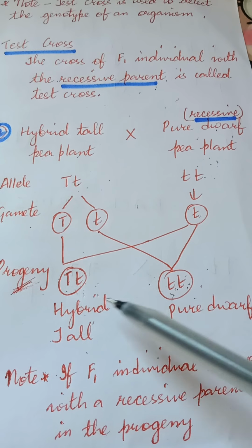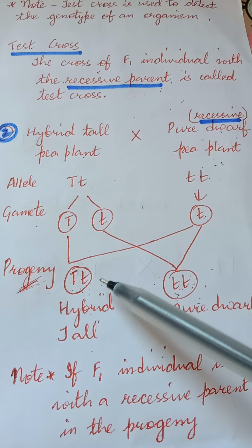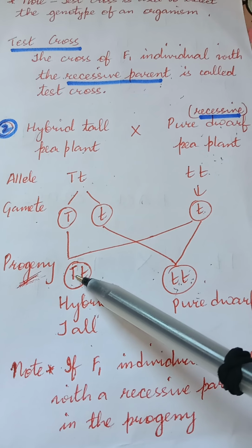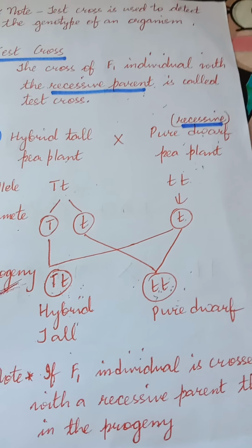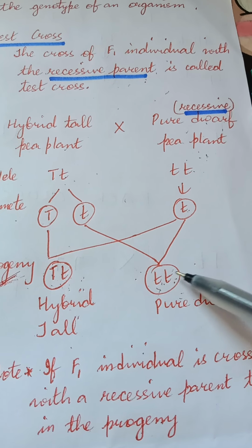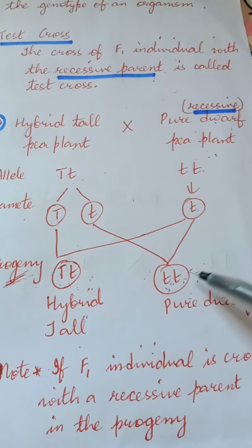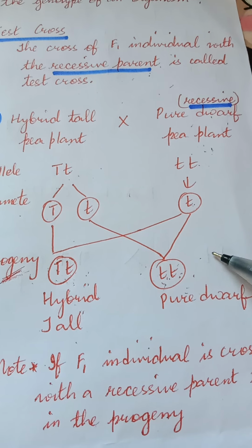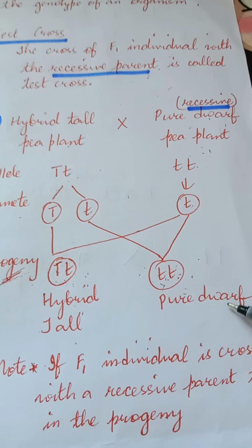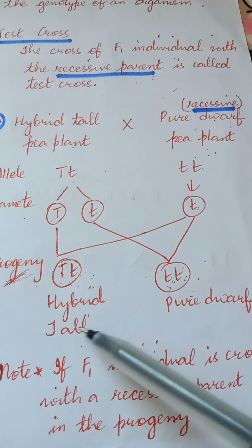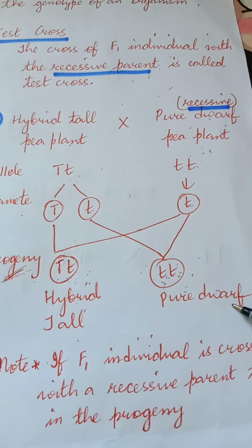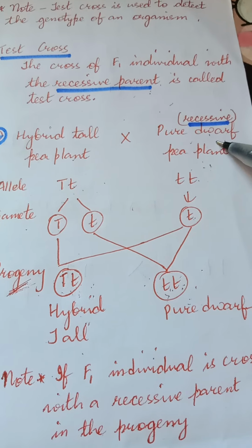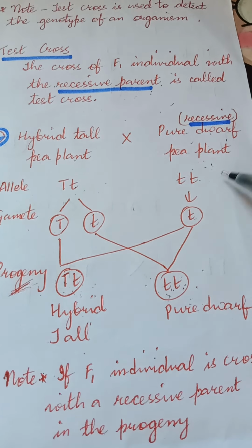So in the offspring we will get two types of offspring. One type, as you can see here, has one capital T and one small t, but capital T is dominant, so it will be hybrid tall. Whereas in the other offspring both are small t, which means capital T is missing. That means in this case the recessive character can also express because the dominant character is missing, so this type of offspring will be pure dwarf. So we'll get two offspring, one hybrid tall and another pure dwarf. When the F1 individual is crossed with the recessive parent, it is called test cross.